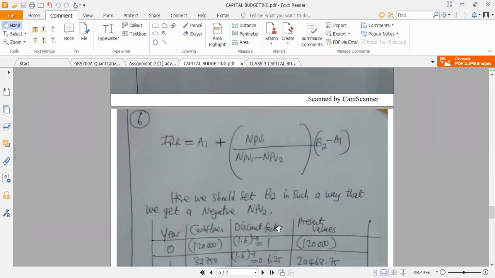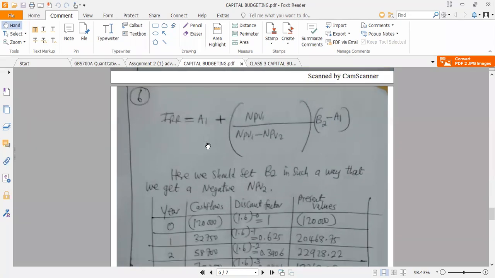So in this case, the original A1 was given in the question. The A1 was 10%. Then B2 is rate 2, which we can set as large as possible to deviate from A1, so that we get the negative NPV2.